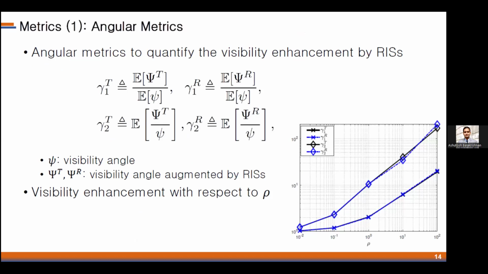By definition, gamma 1t and gamma 2t start from 1, and they increase as rho increases. Rho is again the product of the density of buildings and the height of the building. So a larger rho implies the city is more crowded. What you can see is that if the building height is higher and the density is denser, then we can expect more gain from the RIS in terms of visibility.